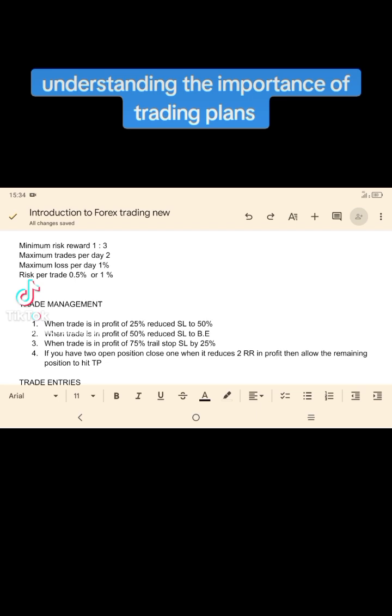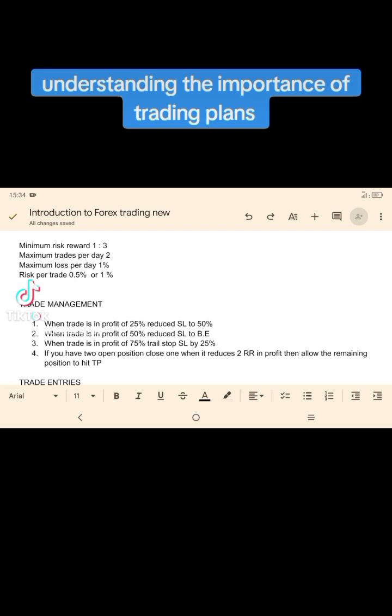Let's talk about trade management. When we talk about trade management, it's telling you that when you are in profit or when you are in loss, you need to manage your trade very well. Number one is when trade is in profit of 25%, reduce SL to 50%. You know your SL, so from your 100% SL, when your trade is in 25% profit, you reduce it to 25%.